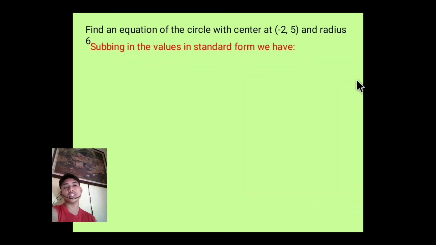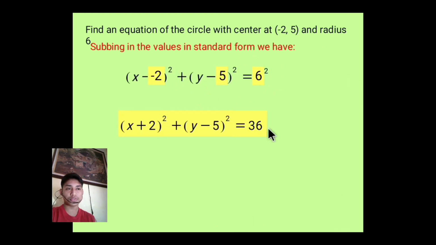Substitute the values in standard form, so we replace the negative 2, then 5 and 6. Like we said, our radius is 6. So there it is, that's how it happened. So how did it become x plus 2? We cancel this negative and it becomes positive, so it is x plus 2 now.